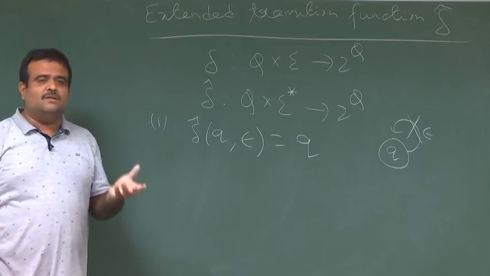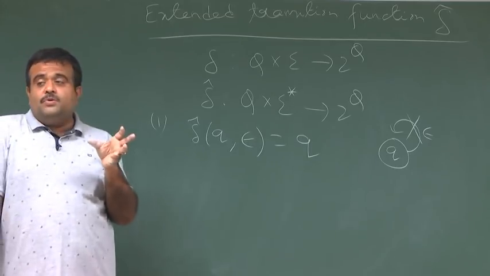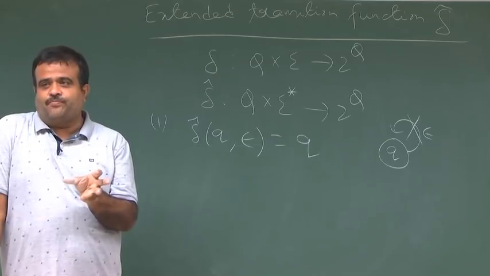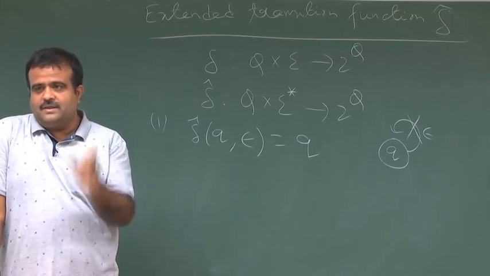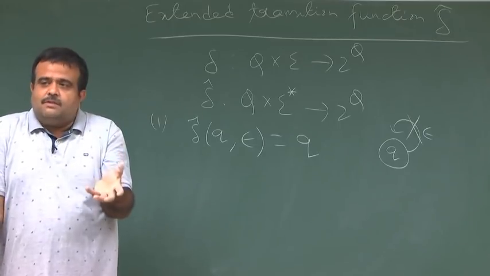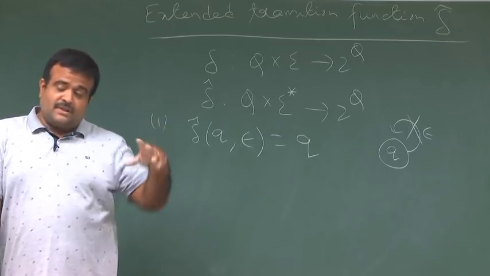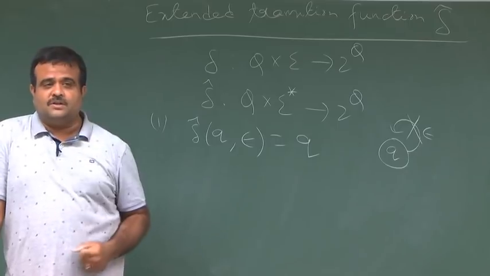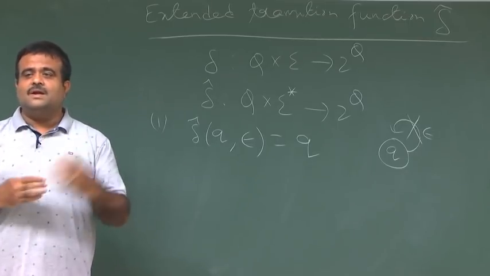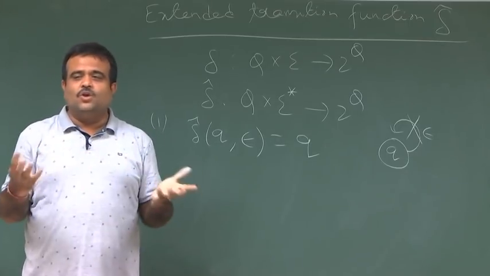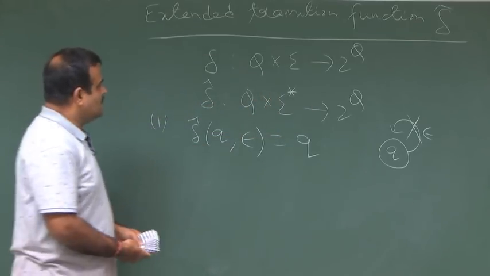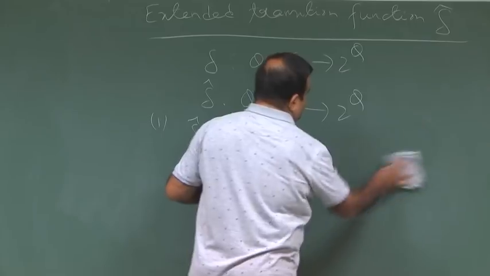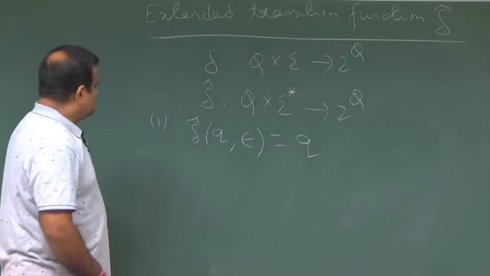I mean, with the epsilon move, epsilon means we are not reading any string. There is no input alphabet on the tape, so there will be no move. But after this NFA, we will talk about epsilon NFA, where we are allowed to take the epsilon move. I mean, with no input, we can still move to some states. Anyway, that will come at a later stage, but for the time being this is the convention.